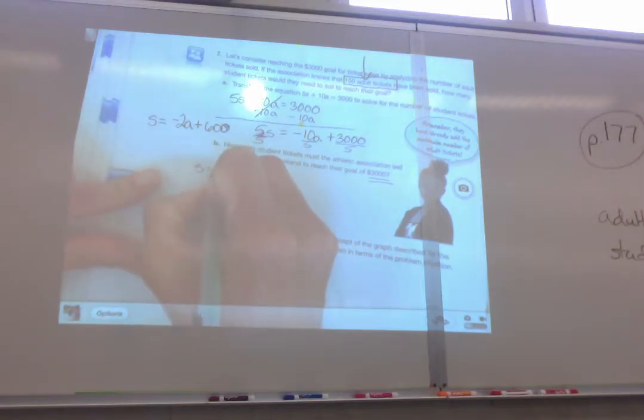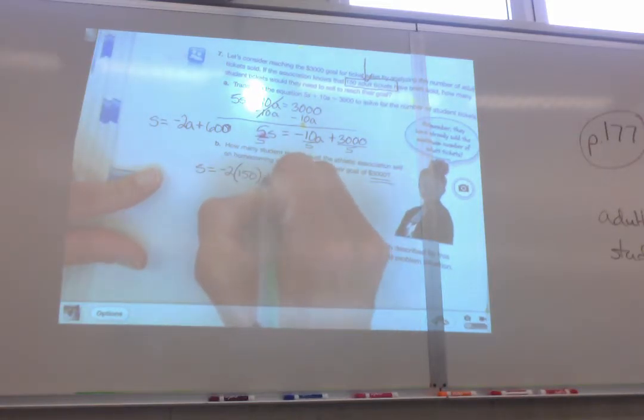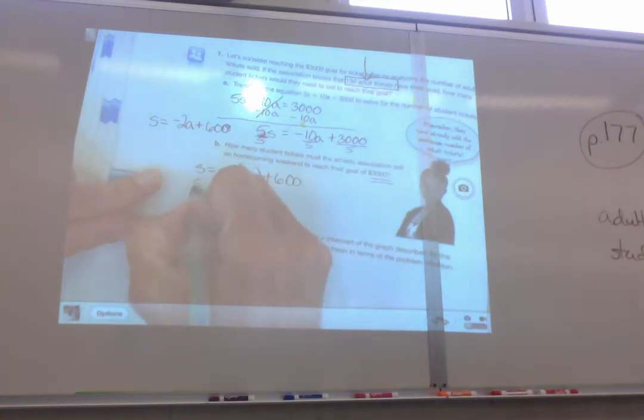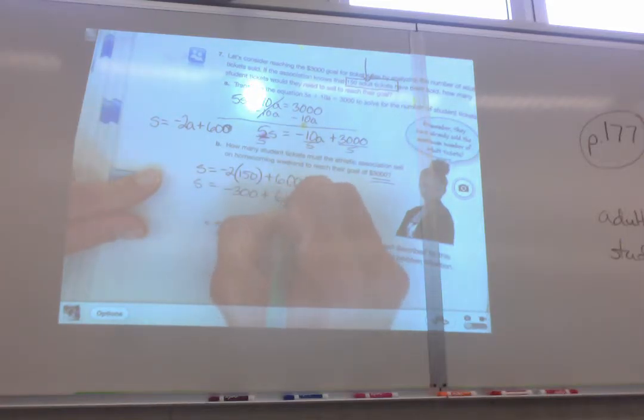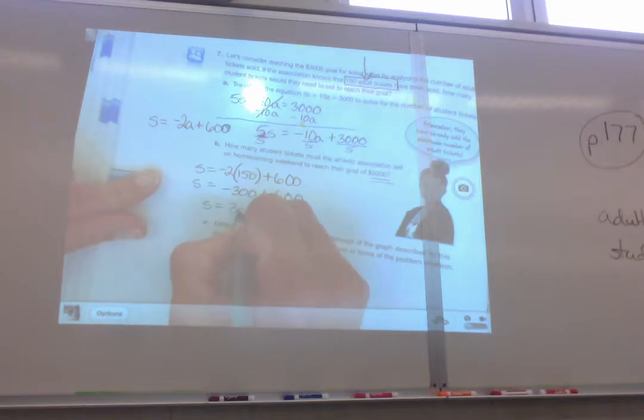Students equals negative 2 times how many adults? 150, replacing the A. S equals 2 times 150 is 300, but it's a negative 2. S equals 300.